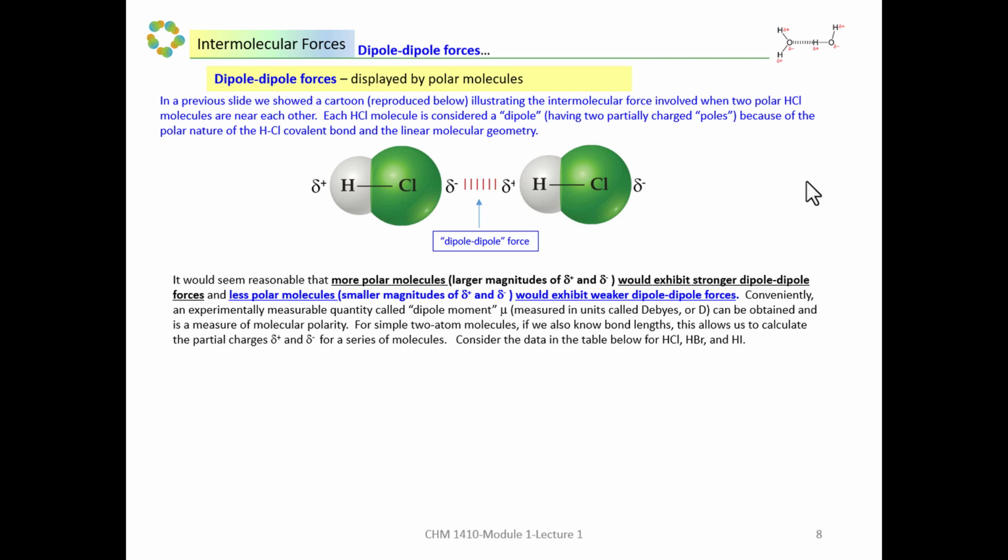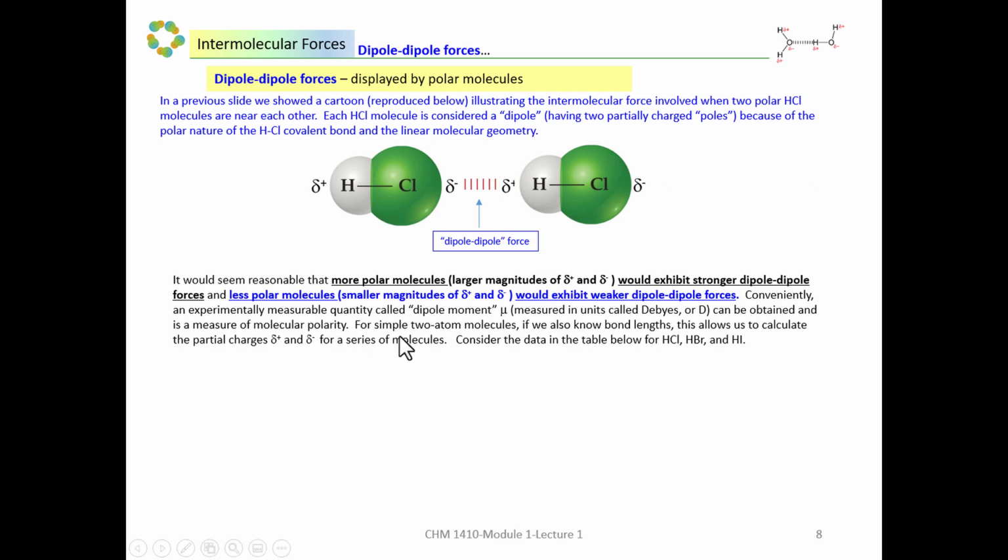Conveniently, there is an experimentally measurable quantity called dipole moment, represented by the Greek letter mu, and measured in units called debyes, or just abbreviated as D. These experimental quantities can be obtained in a lab and tabulated, so you and I can look them up. And they can be considered a measure of molecular polarity. In other words, the larger the dipole moment, the more polar the molecule.